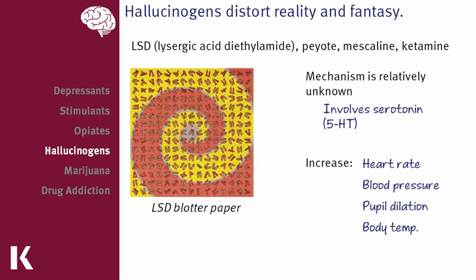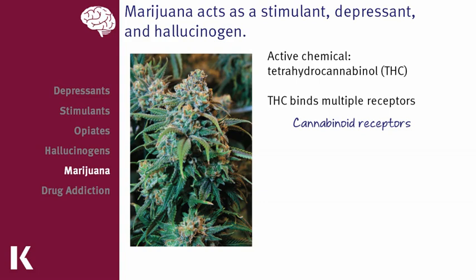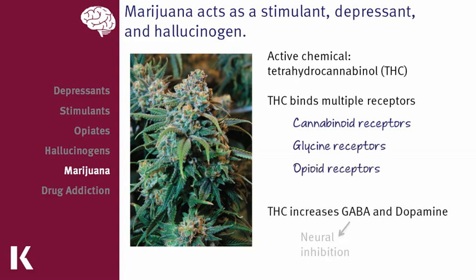This wraps up our four major categories, but we still have one more drug to cover, and that's marijuana. Marijuana acts as a stimulant, depressant, and hallucinogen. The active ingredient is THC, which acts on the cannabinoid receptors, glycine receptors, and opioid receptors, causing an increase in GABA and dopamine activity. Effects include impaired short-term memory, increased appetite, and hallucinogenic effects, among others.